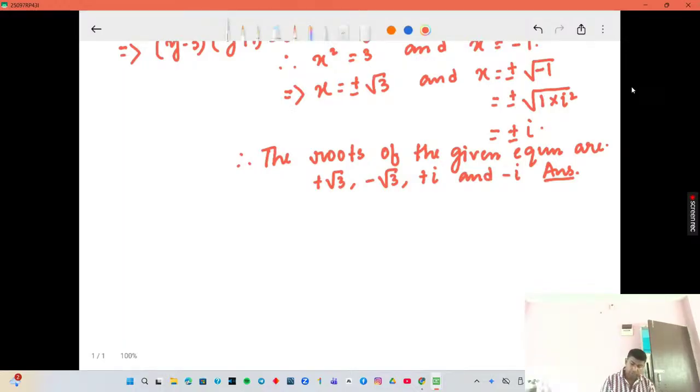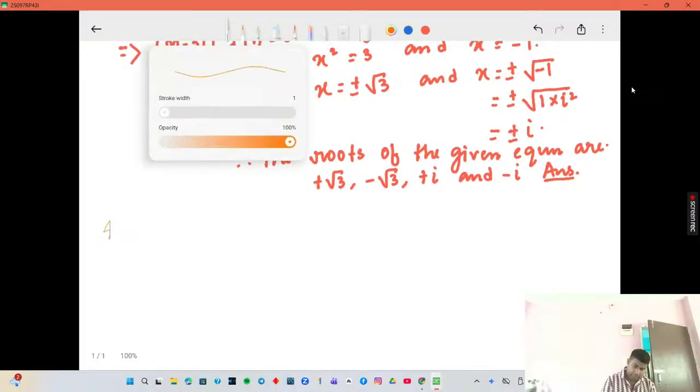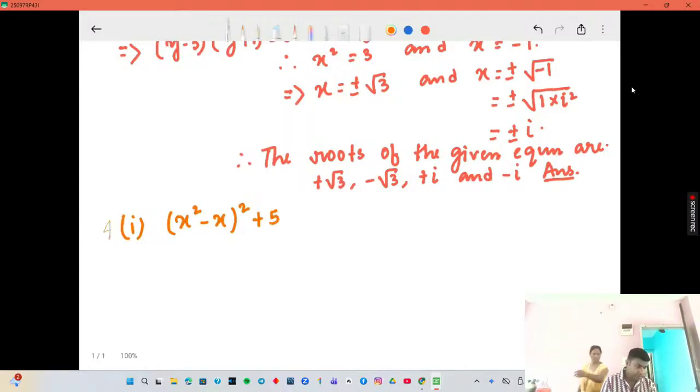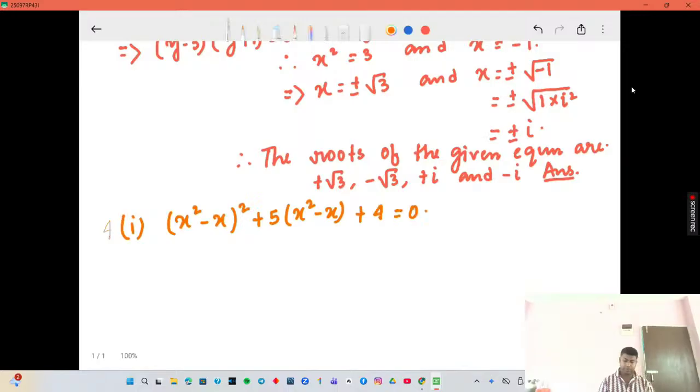So now I will solve the next question. Okay. Here the next question is given as 4 का 1. 4 का 1 में क्या दिया गया है? x square minus x whole square plus 5 x square minus x plus 4 is equal to 0.